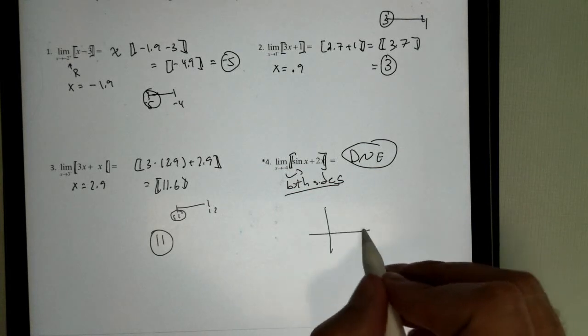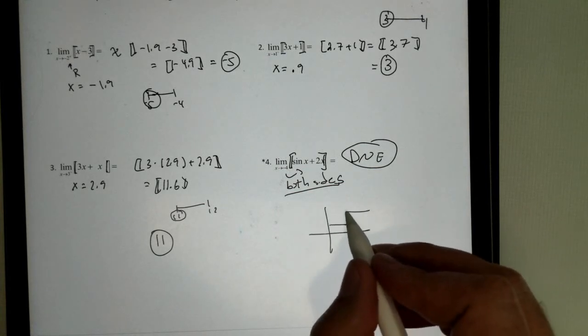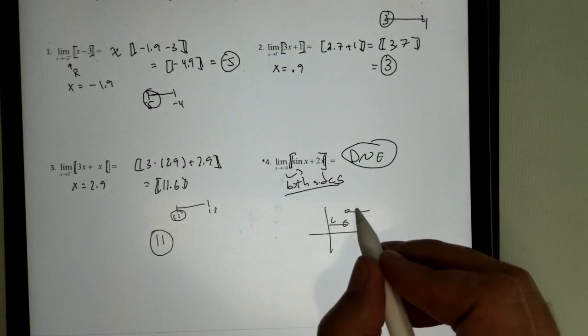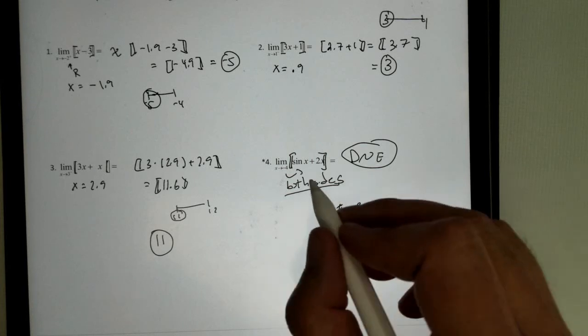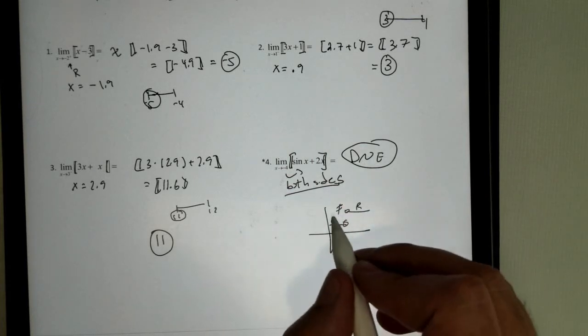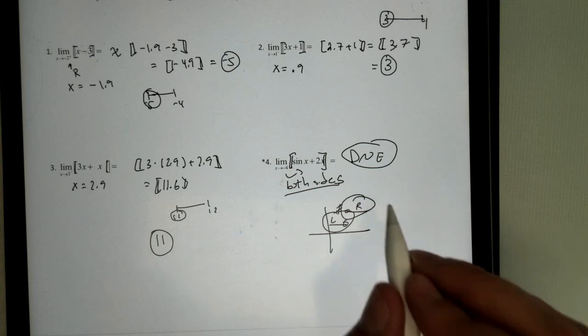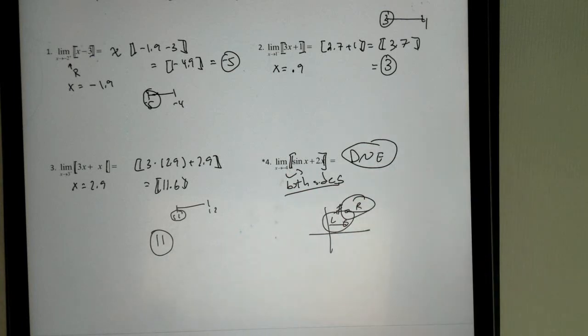Remember, my step functions look like this, right? My left and the right aren't equal, so the limit cannot exist. I can have a left limit and a right limit independently, but not together here.